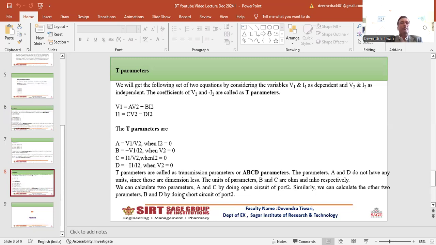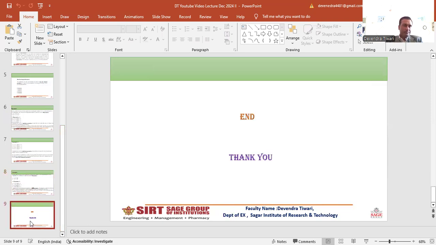So we can calculate two parameters A and C by doing open circuit of port 2. Similarly, we can calculate the other two parameters B and D by doing short circuit of port 2. So in this way, we can find out two port parameters, Z parameters, Y parameters, and ABCD or T parameters, that is impedance parameters, admittance parameters, or transmission line parameters, by just opening or shorting the input and output port as per the equations or conditions. Thank you very much.